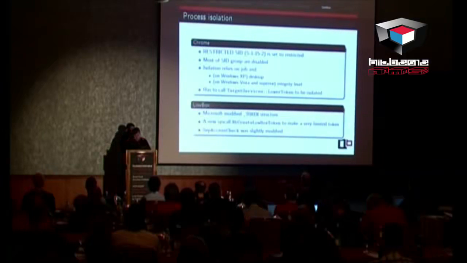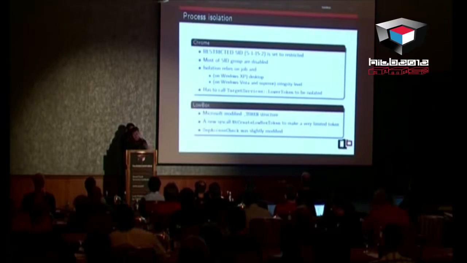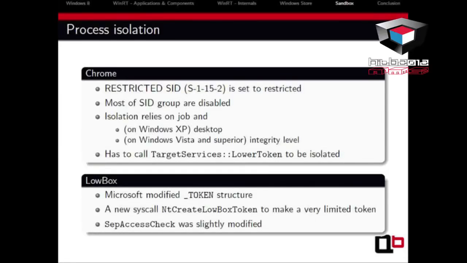For Chrome, I know this is sometimes a bit confusing, but in fact, setting a restricted SID makes access checks perform a double check. It will first check if the access object allows the current token to access this object, and then see if the restricted SID is also allowed. They also put most of the SID groups as disabled, which basically means that they can only be used by deny-only policies. Isolation relies on job and desktop for Windows XP and integrity levels for Vista and later. And it's worth noting that the application starts with normal rights, and the sandboxed process has to call for a lower token to be isolated.